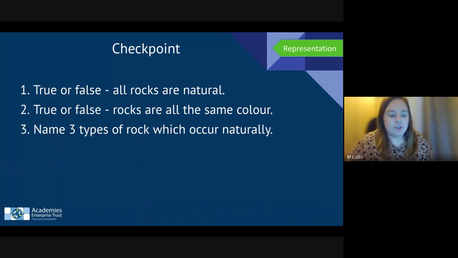Question number 2. True or false? Rocks are all the same colour. If you watched the first video, this will help you with this question. Are all rocks the same colour? And question number 3, name 3 types of rock which occur naturally. So tell me the 3 types of natural rock.